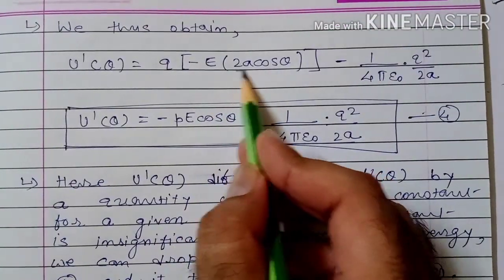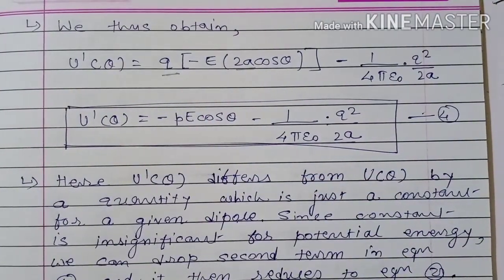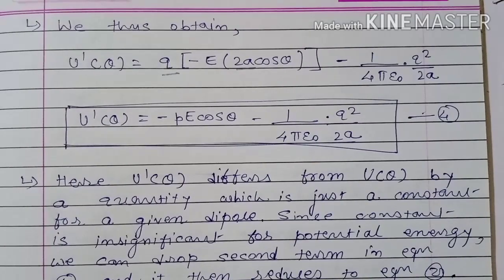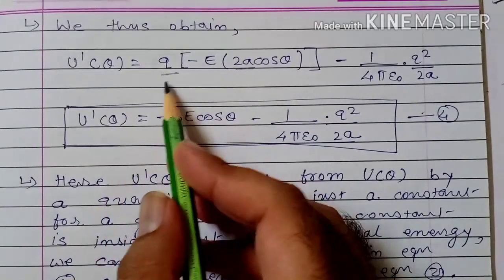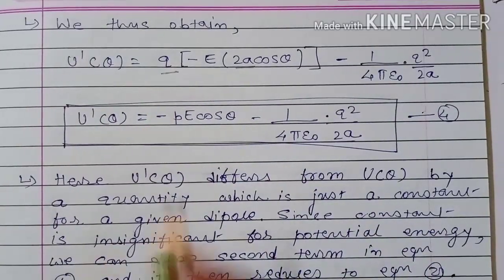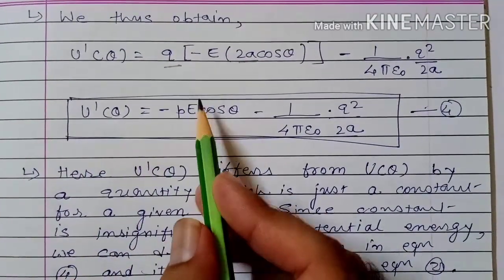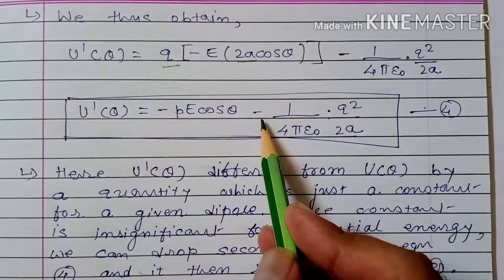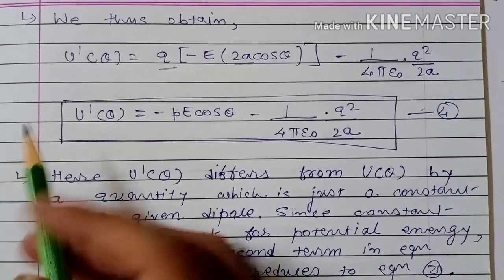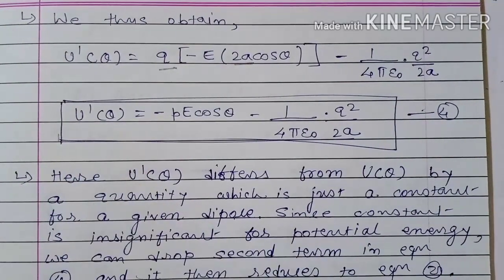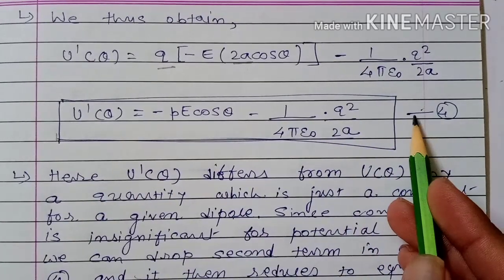Now here this is 2a and this is q, but 2a q, that is the formula of electric dipole moment. P is equal to magnitude of charge into distance between two charges, that is q into 2a. So instead of q into 2a we can write p. So u dash theta is equal to minus pE cos theta minus 1 upon 4 pi epsilon naught into q square upon 2a. This is the formula of potential energy at angle theta. Equation number 4.